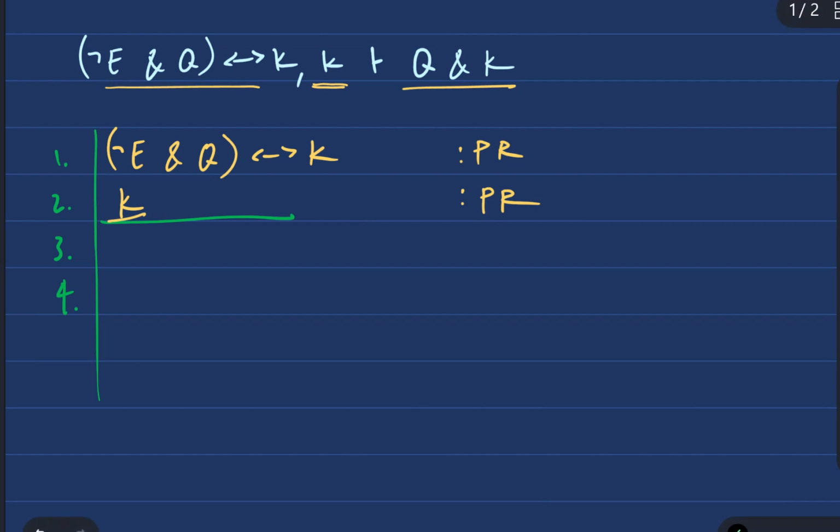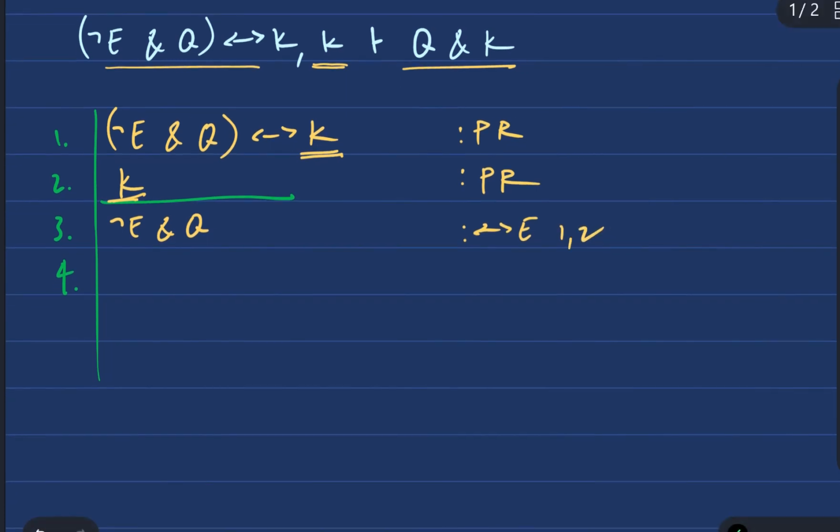Well, we have K here on line 2, and K is after the double arrow, so we can use the biconditional elimination rule to get what's on the other side of the double arrow, before the double arrow. So that's going to be not E and Q, biconditional elim, lines 1 and 2. Okay, then next, I'm going to put not E, which we're allowed to do using conjunction elim.